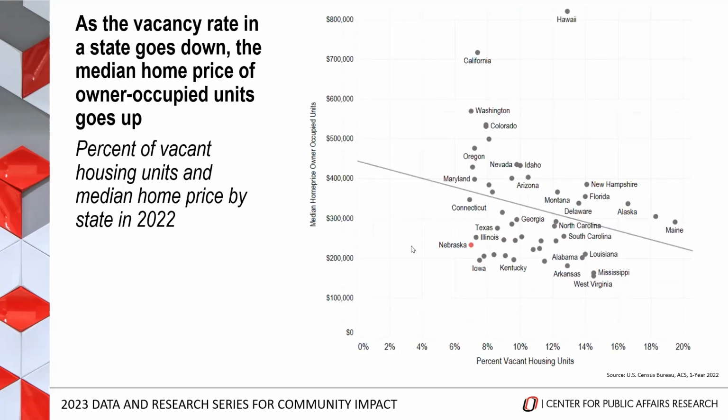Because I'm going to assume people are going to take me seriously. This is an inverse relationship or negative relationship. The two things go in different directions. As the vacancy rate in the state goes down, the median home price of owner-occupied units goes up. Actually, I'll ask you all, would you all show this one? So I feel very clear that vacancy rates are related to home prices.